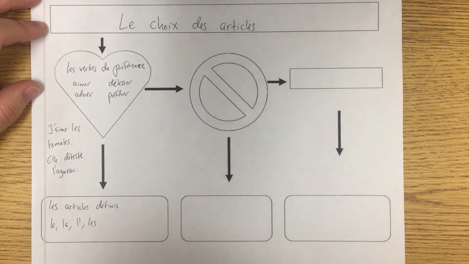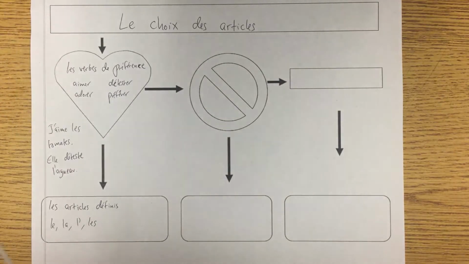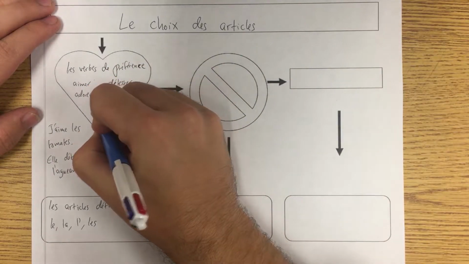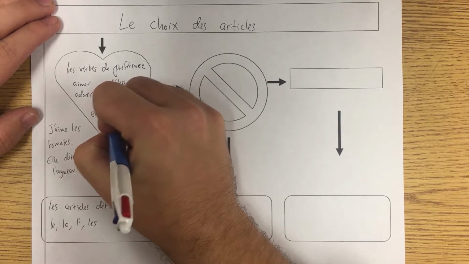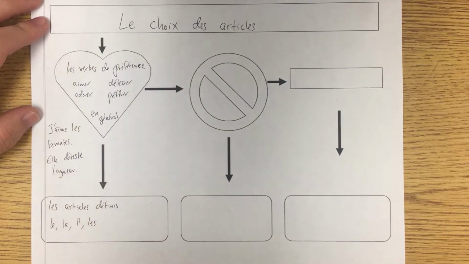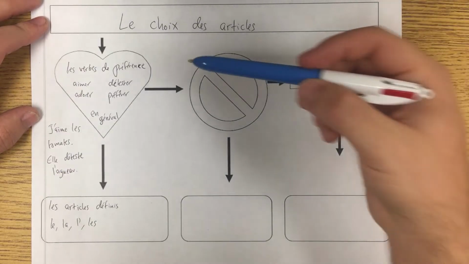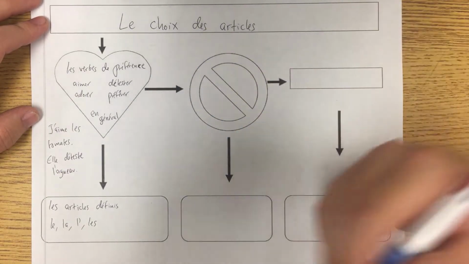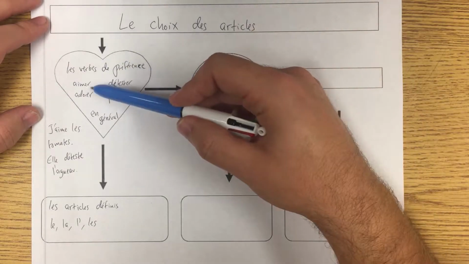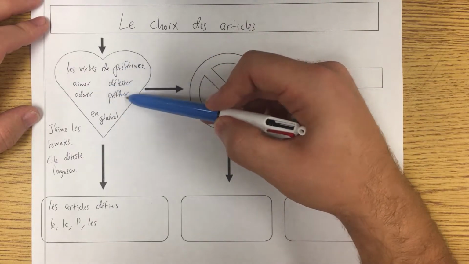Okay, so again, if we're using a verbe de préférence, we're going to use an article défini, le, la, l'apostrophe ou les. Another time we would use les articles définis is when we're talking about something en général. General likes, general dislikes. Okay, so again, the very first thing we're going to look for to help us decide which article we're going to use: are we using un verbe de préférence? Aimer, adorer, détester, ou préférer.